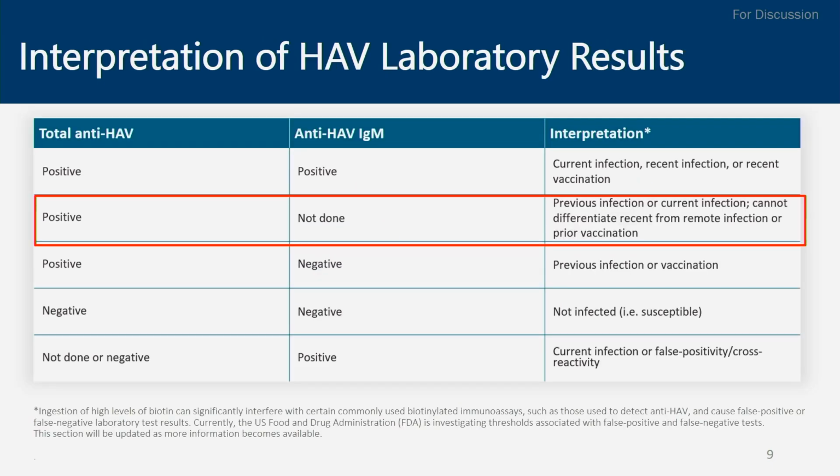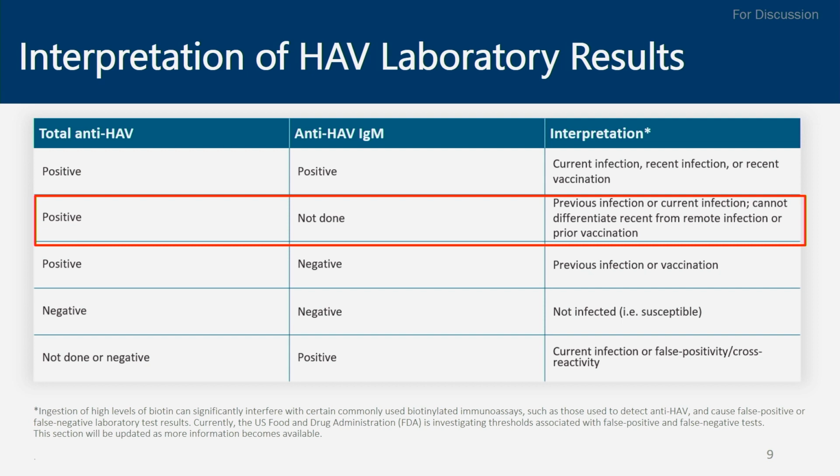This chart shows that folks who are vaccinated against hep A will continue to test positive for HAV IgG or total anti-HAV. So screening everybody with a single total anti-HAV test isn't an effective way to identify hep A cases.